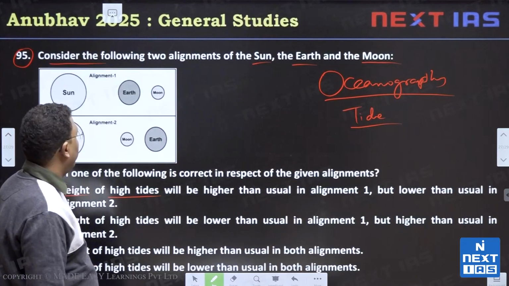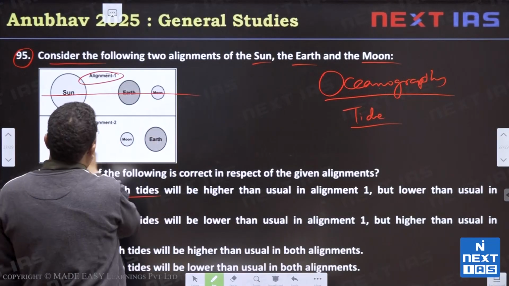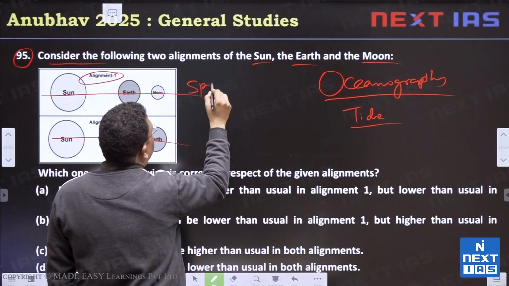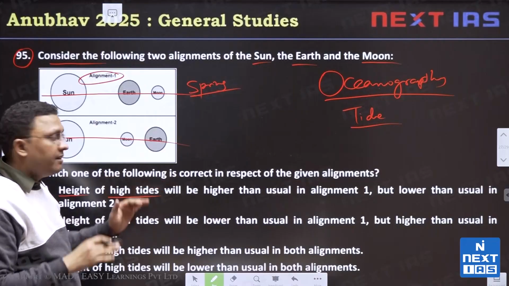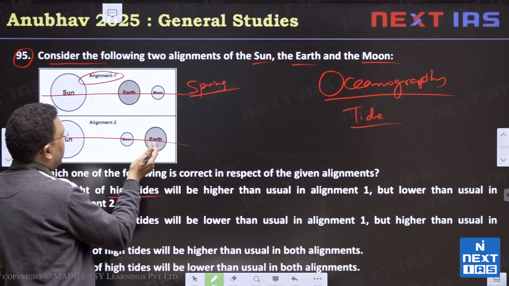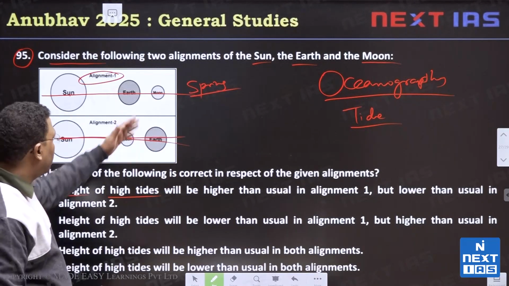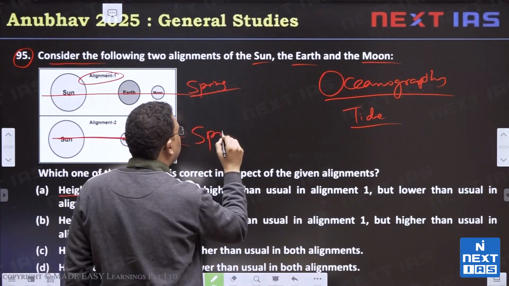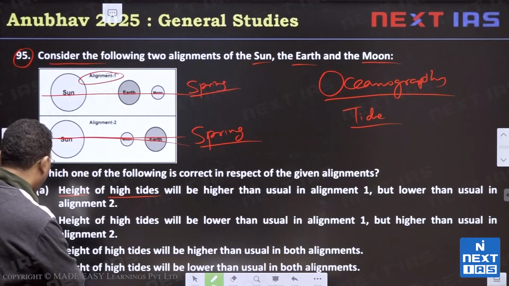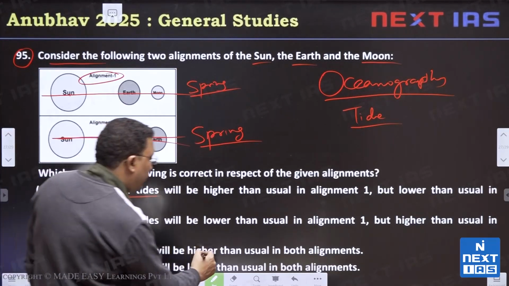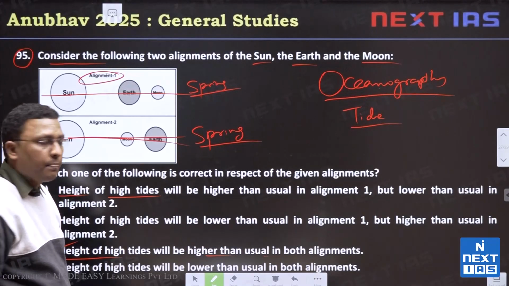Now let's come back to our question. If you see, both the alignments given are basically indicating towards spring tides. So spring tides occur when sun, earth and moon are aligned in a straight line. So in both these alignments, sun, earth and moon are falling in a straight line, right? So both these are cases of spring tides, right? So that means in both the alignments, height of high tides will be higher than usual. So C is the correct answer here, right?